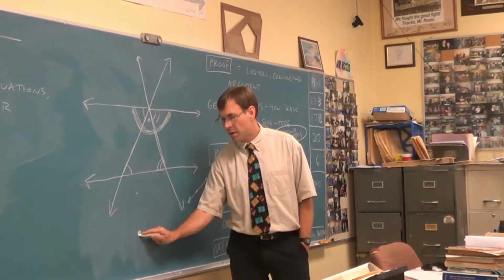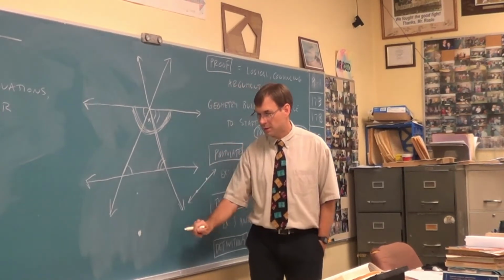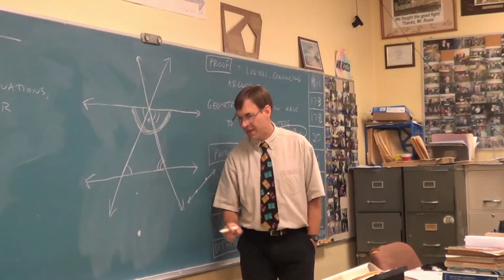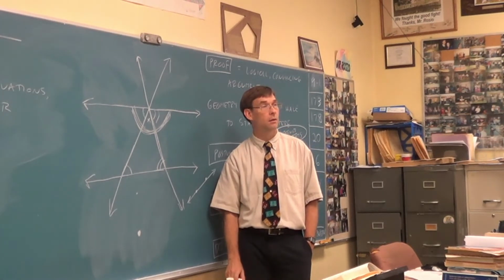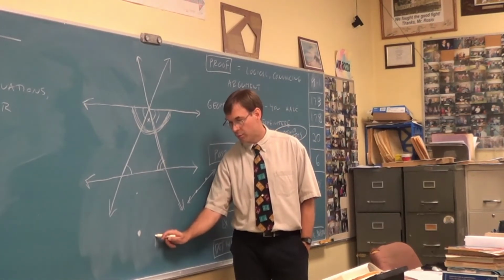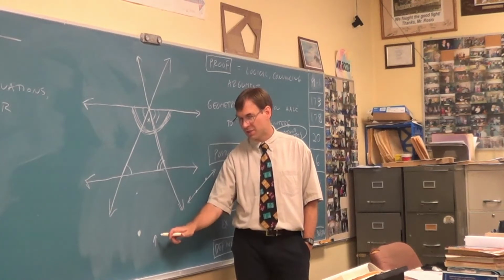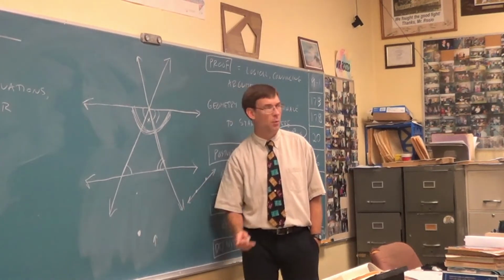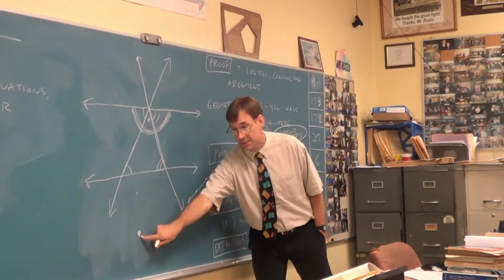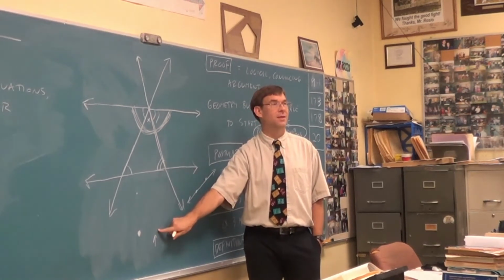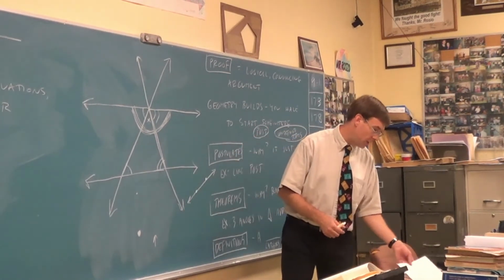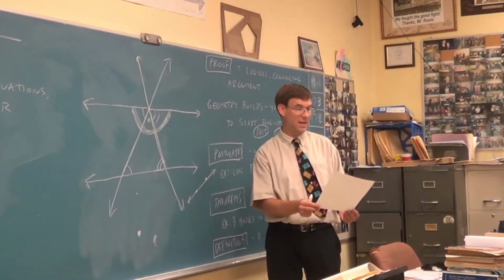Would this be a better representation of a point, or would that? The left. The one on the right. Why the one on the right? Why is that a better representation of a point than that one, at least of the idea? This one's easier to see. Because a point doesn't take up space. That's correct.